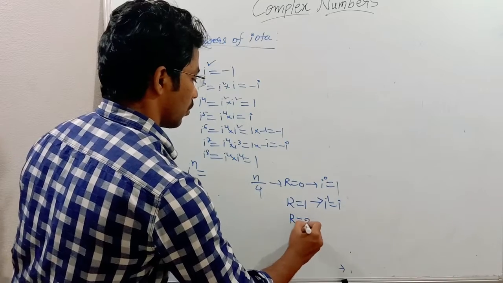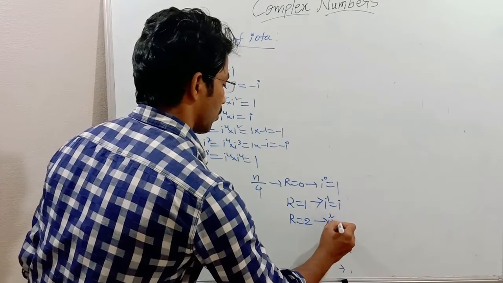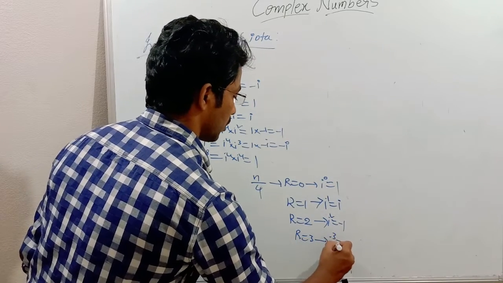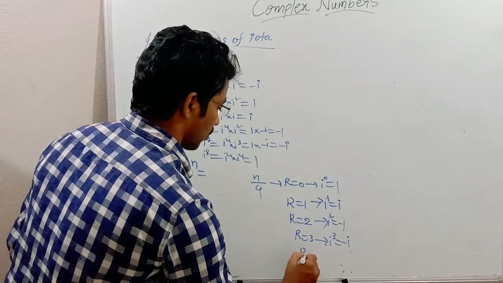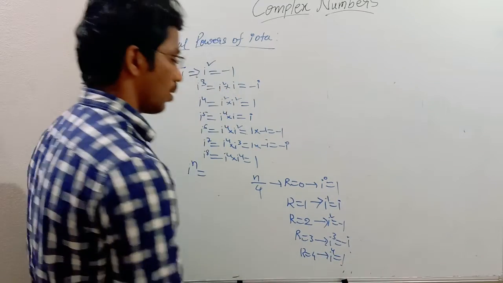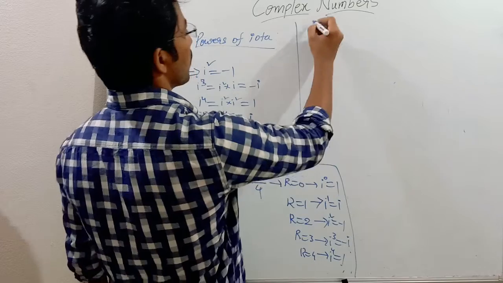When the remainder is 2, then i square is equal to minus 1. Similarly, when the remainder is 3, i power 3 is equal to minus i. Next, for r equal to 4, i power 4 is equal to 1. Now let us look at some problems.